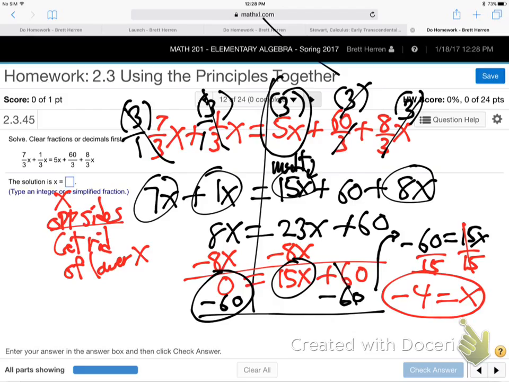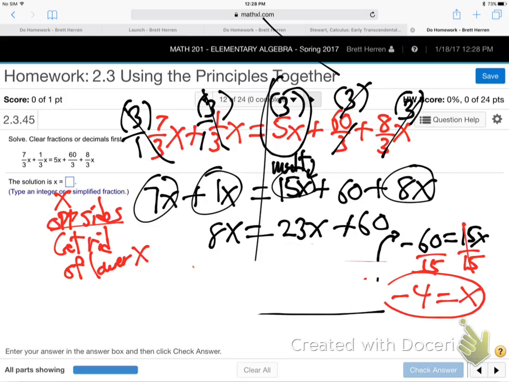Yeah, in fact, let me just show it that way. Everybody got that down who wanted to see that? You got that copied down? I'm going to erase it. And say, you're right, it would have been easier to subtract the 23x from both sides. Would have saved us a step.